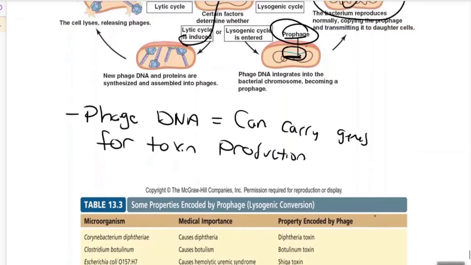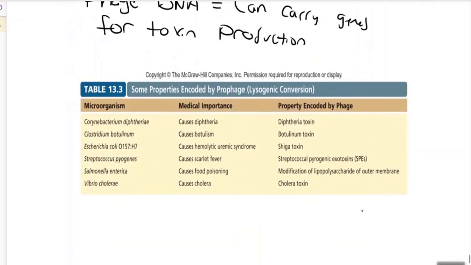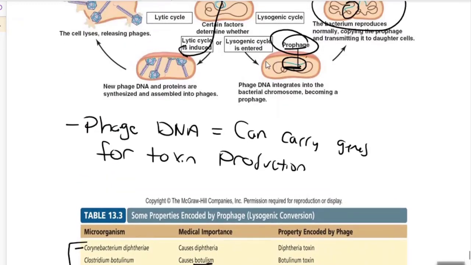And some examples of human bacteria that contain phage DNA that encode for toxins, and you guys have heard a lot of these: Corynebacterium diphtheriae, which causes diphtheria; botulism, which we've talked about, caused by Clostridium botulinum; E. coli, a very pathogenic strain of E. coli, O157:H7; and Vibrio cholerae. So all of these examples in this chart produce toxins because of phage DNA which is inserted in the bacteria.